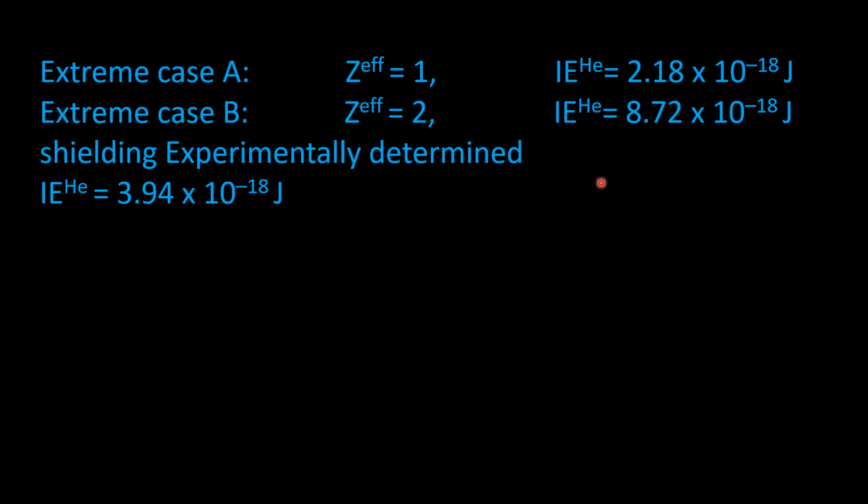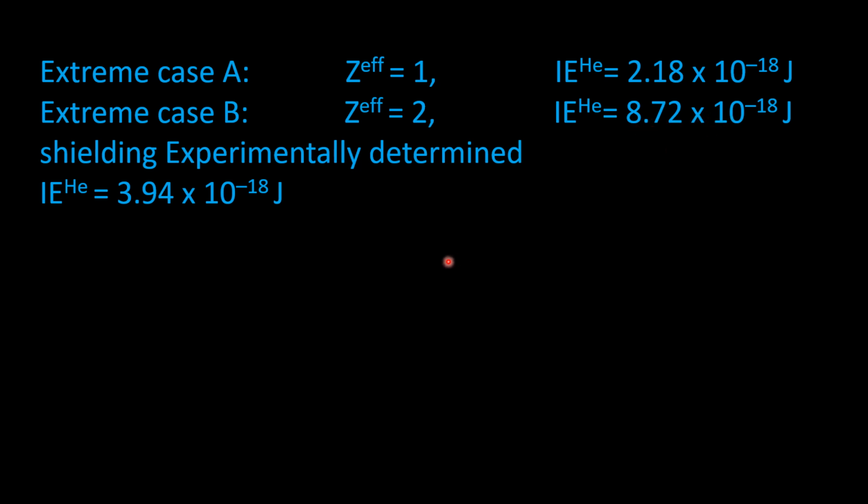But in reality the situation is always between two extremes. So the shielding effect experimentally determined ionization energy of the helium atom is 3.94 × 10^-18 joule, which is greater than 2.18 × 10^-18 joule and less than 8.72 × 10^-18 joule.